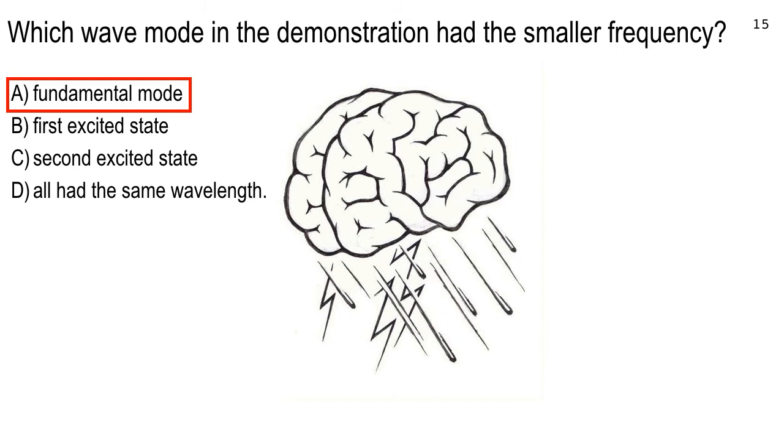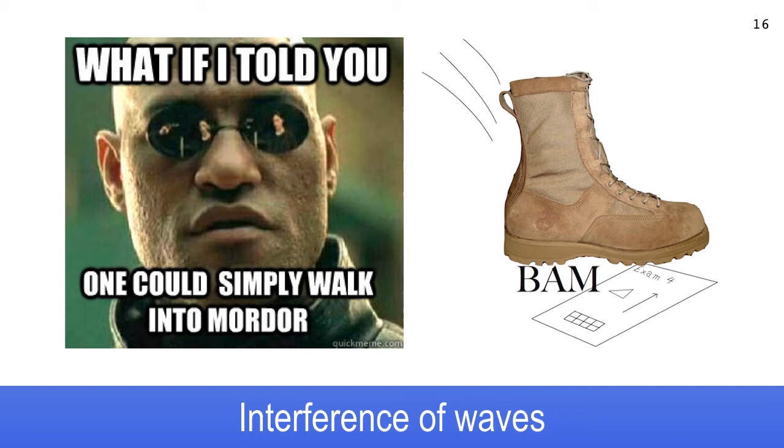Now, as I mentioned before, resonance and standing waves are phenomena that arise from something called interference, the interference of waves. And that's what we're going to talk about now. We're going to talk about the concepts, and then I'm going to show you one more application of interference that hopefully you never have to encounter.